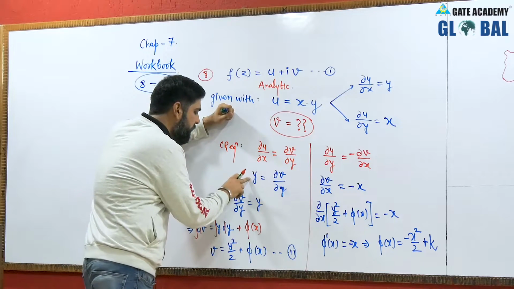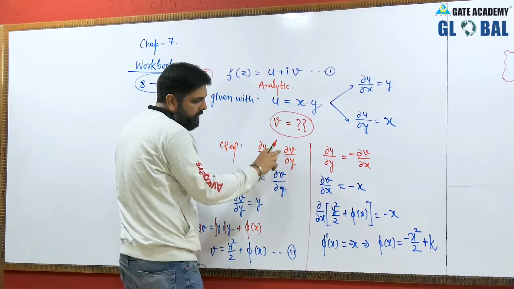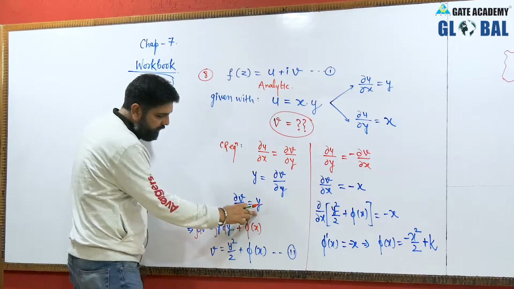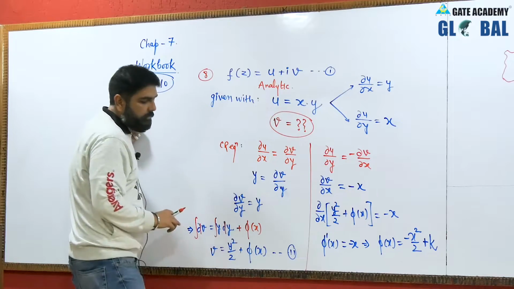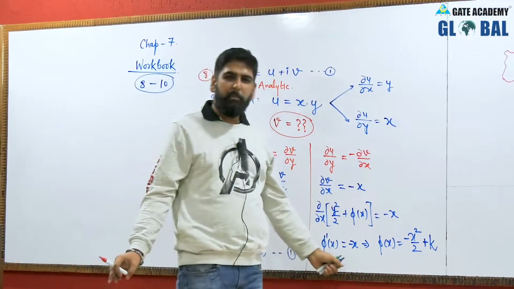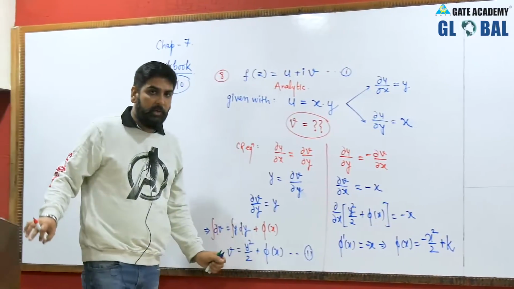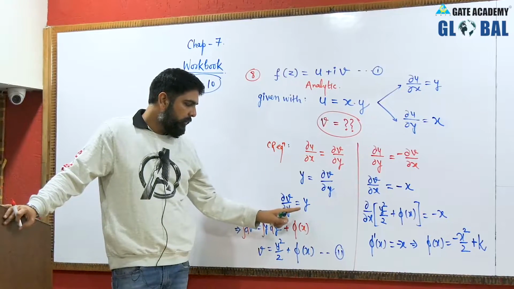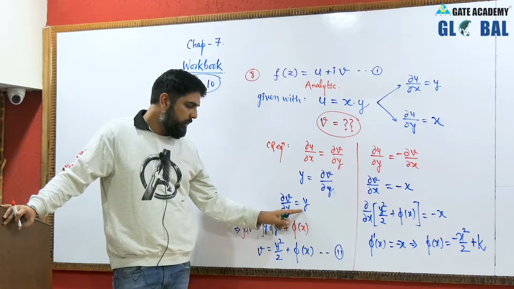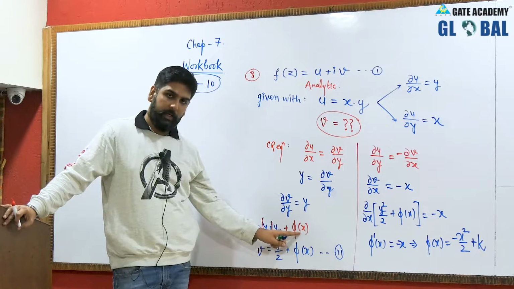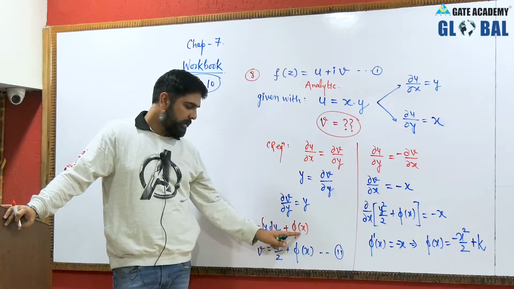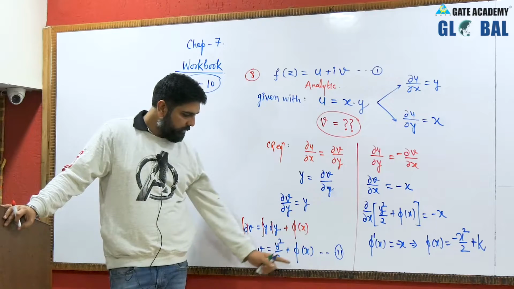Del u by del x is nothing but y. So here you can have del v by del y is equal to y. So this is the partial differentiation. We do not have the term partial integration, but yes, we need to apply some constant. So for v, if it is differentiation with respect to y, then definitely x should be the constant. So here I am applying phi x as a constant. So now this is the value.